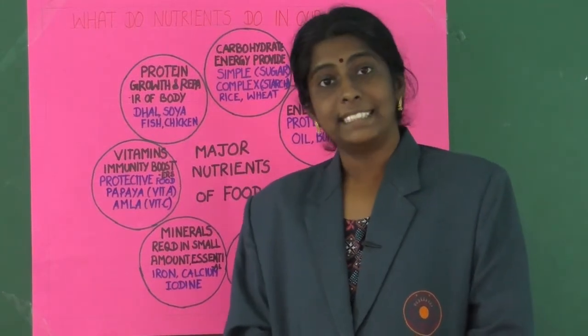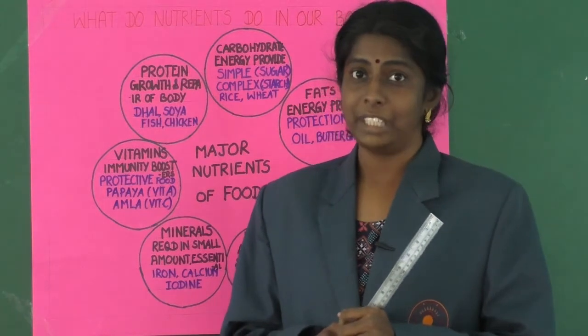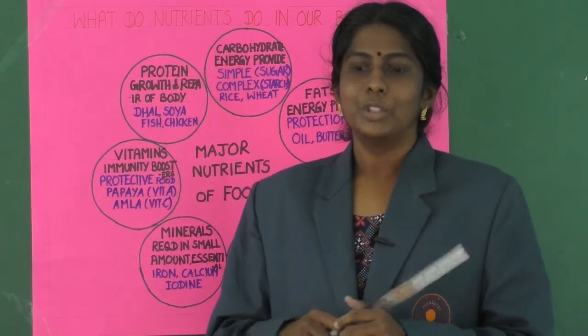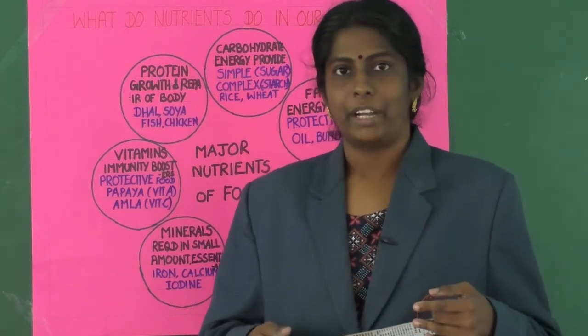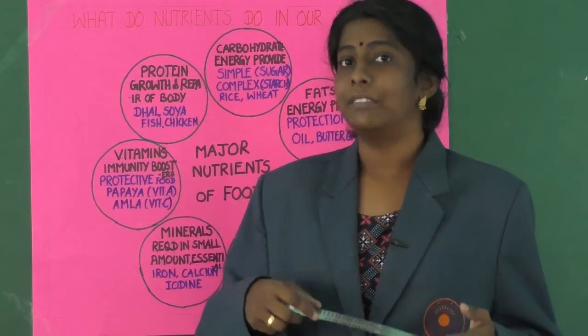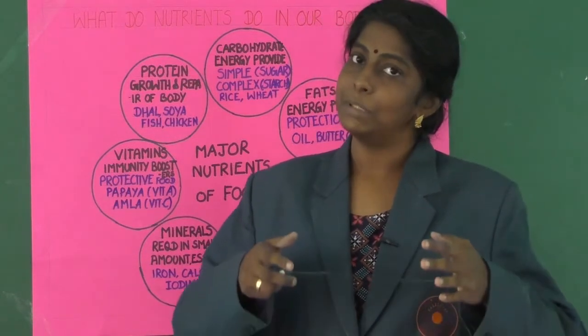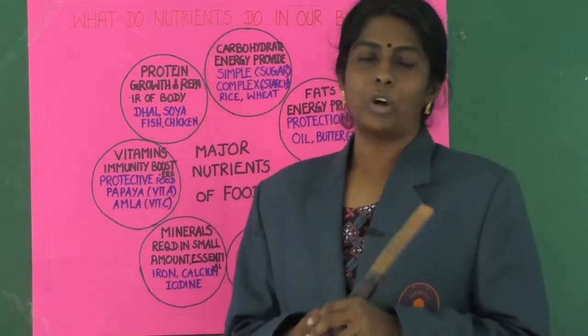So examples of carbohydrates: corn, rice, wheat, bread, and potato, and all. Okay, so if you are consuming more amount of carbohydrate, automatically that will get converted into fat, and that will be stored in our body. Okay, so this is what about carbohydrate.